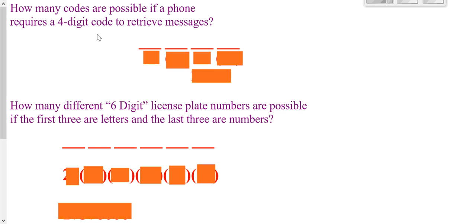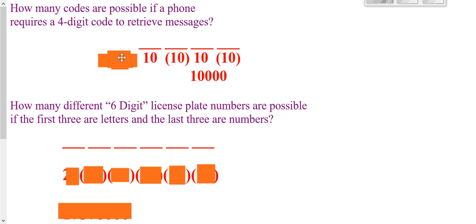Suppose we have a 4-digit code that we need to retrieve a message from our phone. So 4 digits, so I put down 4 spots here. How many digits are there to begin with for your first option? Well, there's 10 because there's 1 through 9 plus 0. These digits could be pressed more than once, so for your second digit, there's still 10. And for your third digit, there's still 10. And for your fourth digit, there's still 10. And so then we get this.